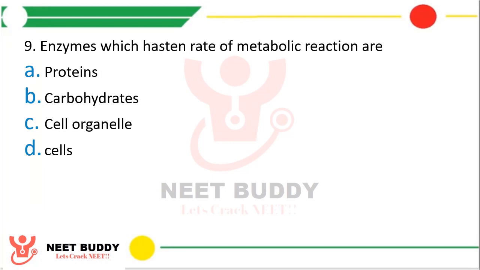Question 9. Enzymes which hasten the rate of metabolic reactions are: option A, proteins; option B, carbohydrates; option C, organelles of the cell; or option D, cells themselves. The correct answer is option A, that is proteins. Enzymes are proteins in nature.